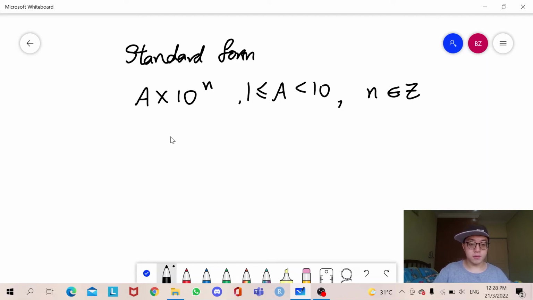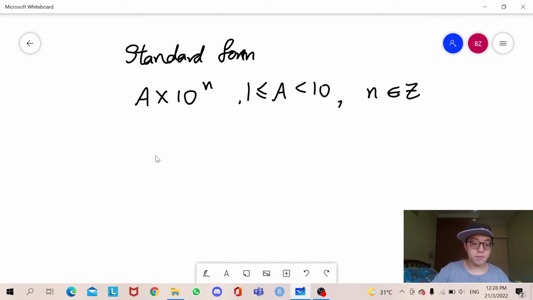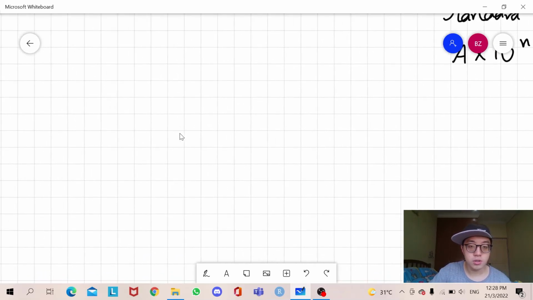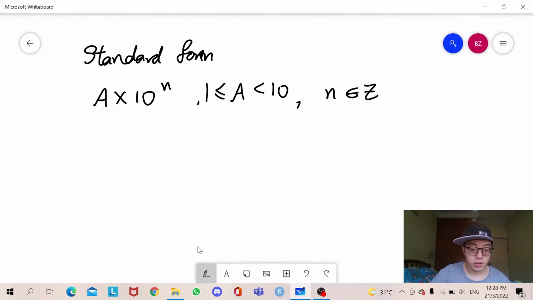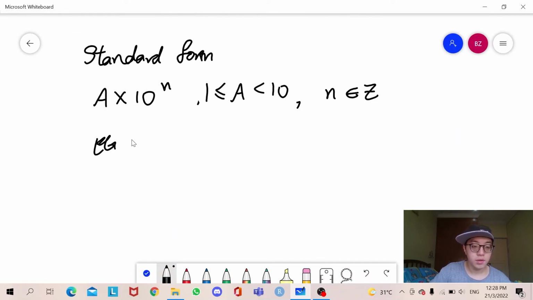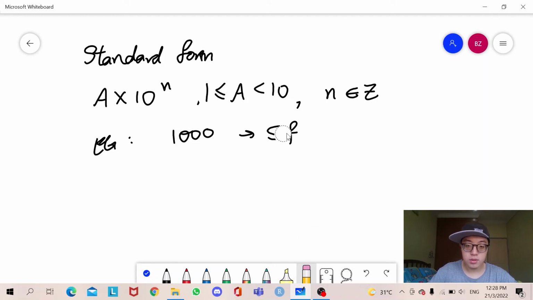So what is the meaning of standard form? All right, so what if you have a very large number, for example, 1000. Convert 1000 to standard form.